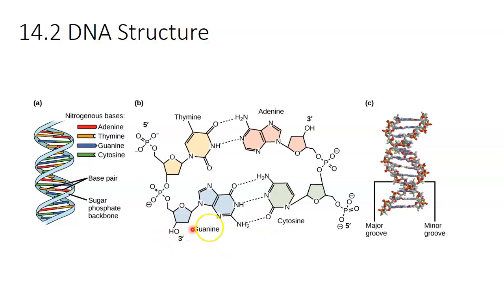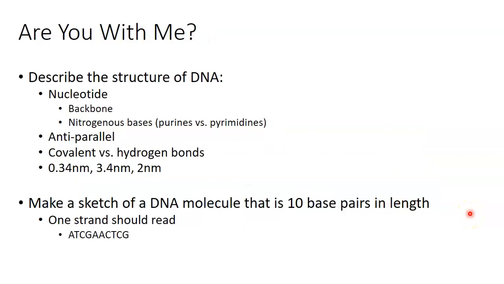Again, from here to here is 2 nanometers. From here to here is 0.34 nanometers. And if we look at one complete turn of this molecule, or 10 base pairs, that'll be 3.4 nanometers. So just some numbers that you should know.